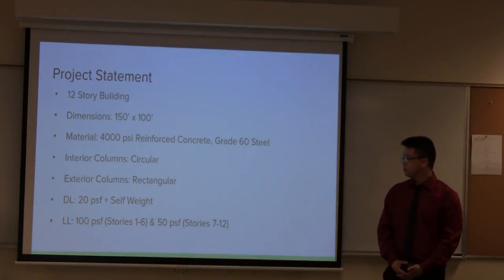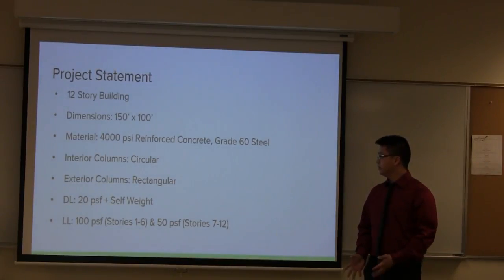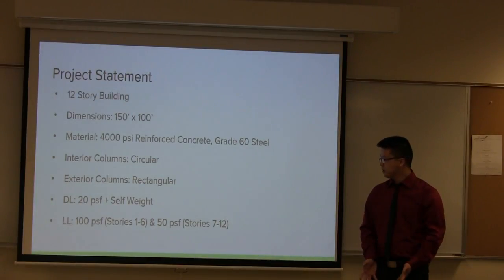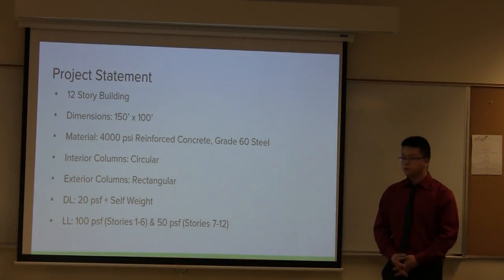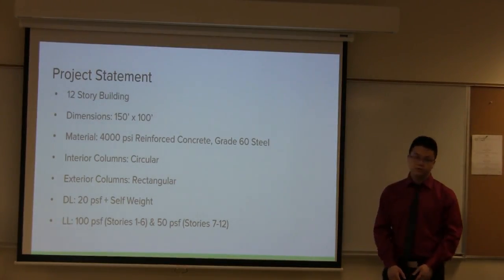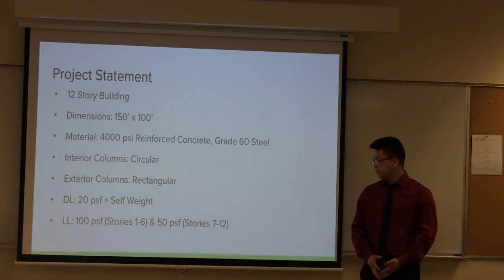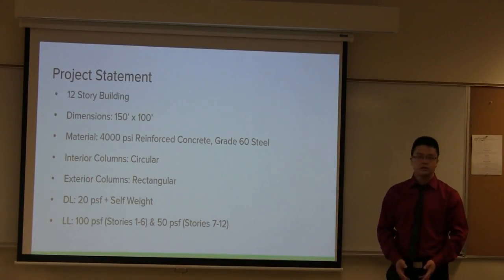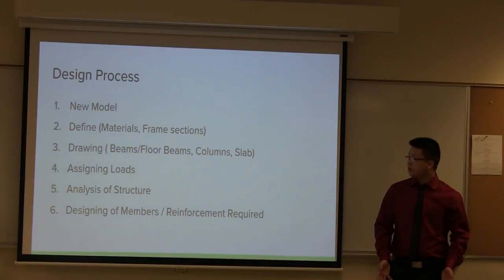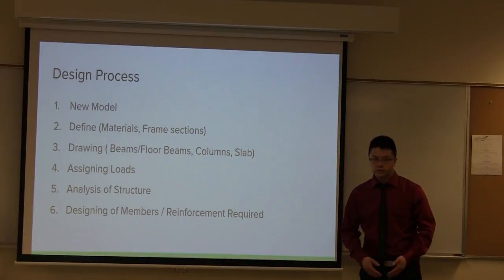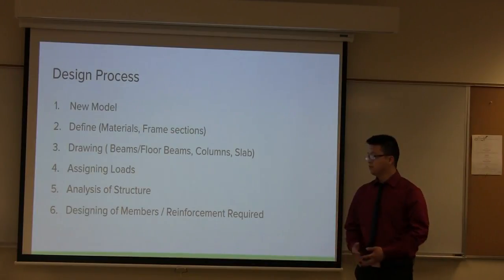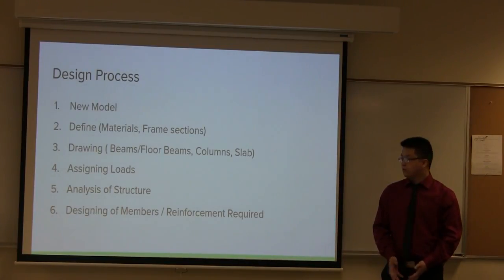and the materials we use will be 4 KSI reinforced concrete and 60 KSI steel. For the columns, the interior columns are circular and the exterior columns are rectangular. For the given dead loads, we have 20 PSF plus the self-weight of the concrete. For the live loads, 100 PSF for stories 1 through 6, and 50 PSF for stories 7 through 12. For the design process, we had to create a new model, which consists of making a new grid and defining the materials, as mentioned before: steel at 60 KSI and concrete at 4 KSI.